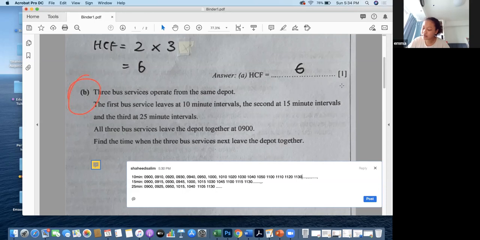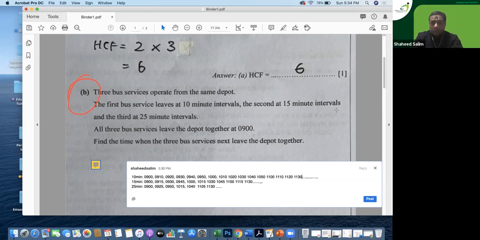10 o'clock. Let's see now. At 10 o'clock, the 10-minute interval has, the 15-minute interval has, but the 25-minute interval does not have.